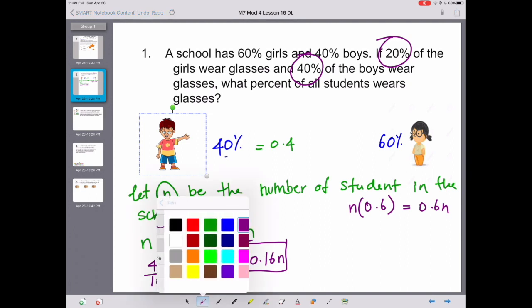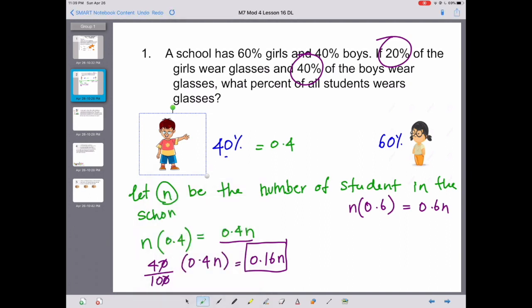Now let's figure out the amount of girls wearing glasses. We're going to do the same thing. How many? 20% of the girls. Okay, so 20% means 20 over 100 times 0.6 n. And if I simplify this, I'm going to get 0.12 n. That's the amount of girls wearing glasses. So if you want to check it out, use this in a calculator and see how you can do this.